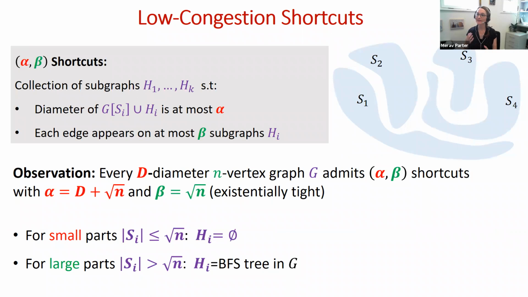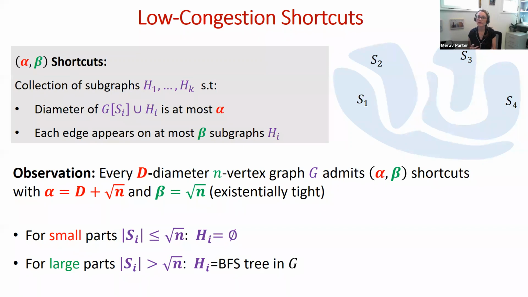Okay, so to get used to this shortcut notion, we start with an immediate observation that every graph of diameter d admits alpha beta shortcuts where alpha, which is the diameter of the augmented part, is at most d plus square root n, and the overlap is square root n. So to see that, consider the collection of vertex disjoint sets S1 to Sk that we are given as input, and you can classify them into two types: small parts with at most square root n nodes, and large parts with at least square root n nodes.